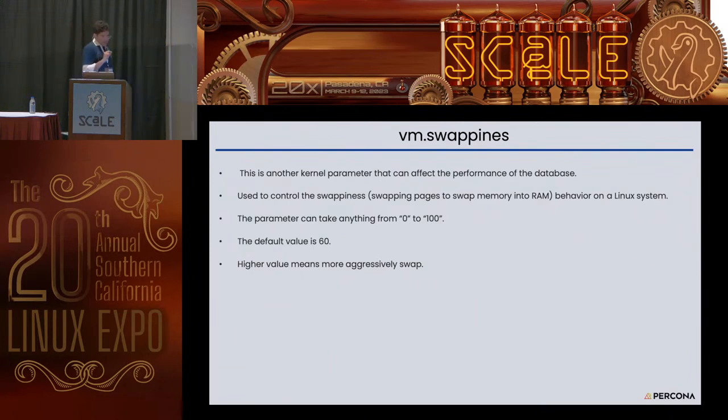This is the vm.swappiness. It affects the performance of the database, and is used to control the swappiness, right? These values can be 0 to 100, and the default is 100. So how aggressively you do the swapping, right? Like if you set that value to 1, it will not be too aggressive about swapping. Swapping means to write the data from RAM to disk and disk to RAM, to swap the data.